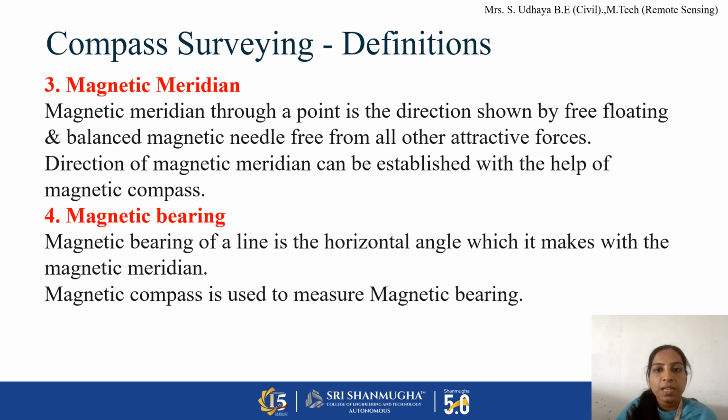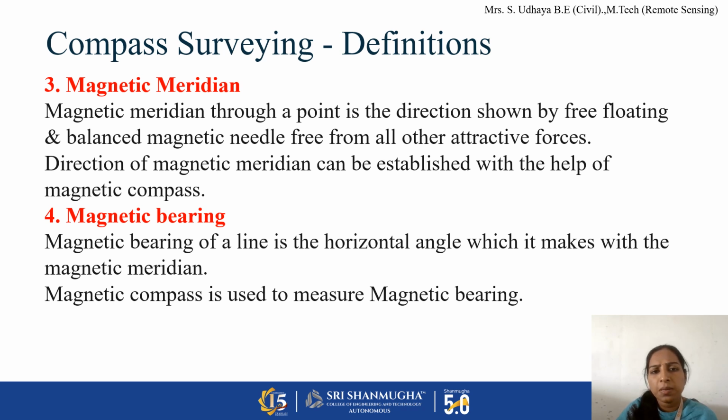Next one, magnetic meridian. Magnetic meridian is the meridian which is shown by a free floating magnetic needle, which is free from all other attractive forces. That is the bearing shown by a prismatic compass or surveyor's compass, which we use to measure the bearing. The north direction shown by a free floating balanced magnetic needle present inside the compass is called magnetic meridian.